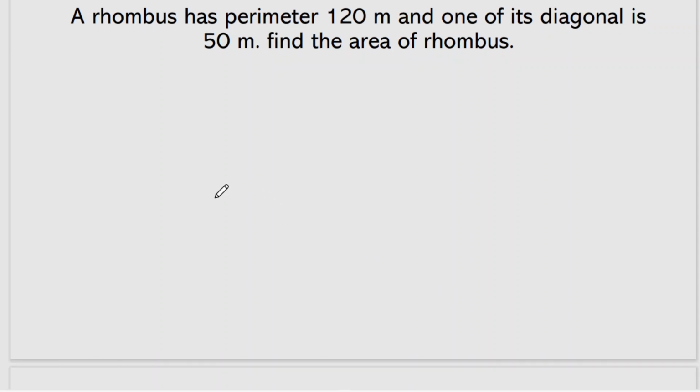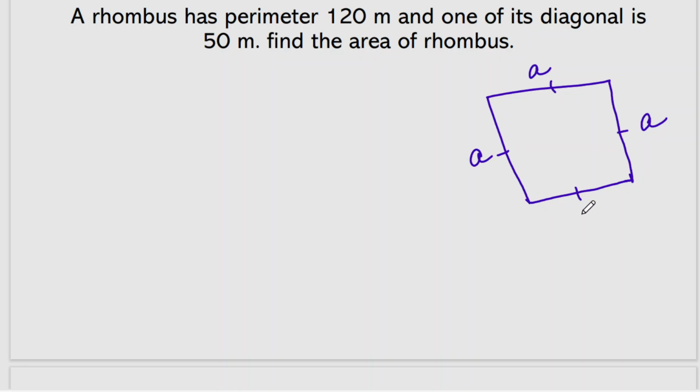A rhombus has perimeter 120 meter and one of its diagonal is 50. Find the area of the rhombus. So you know what is a rhombus? A rhombus is a quadrilateral whose all four sides are equal. Okay. Now we can say this side, this side, this side, and this side is equal. And perimeter is 120 meter. So if we assume that length of one side is A, so this is also A, this is also A, and this is also A.